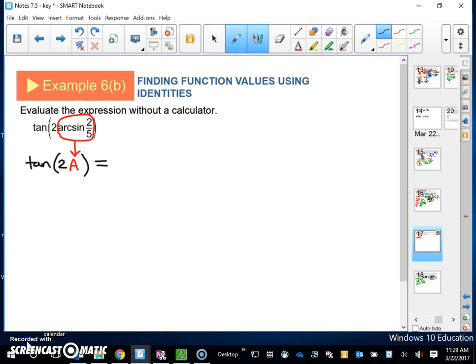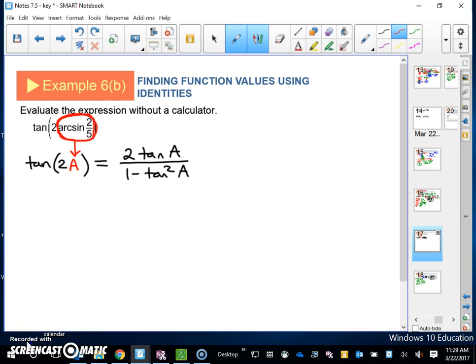So hopefully that makes you want to look over at the formulas, look them up on the formula sheet or up on the board. Tangent 2A is equal to 2 tangent A over 1 minus tangent squared A. So we're going to utilize that identity, but first we're going to draw a picture of the angle. Okay, this is an angle.